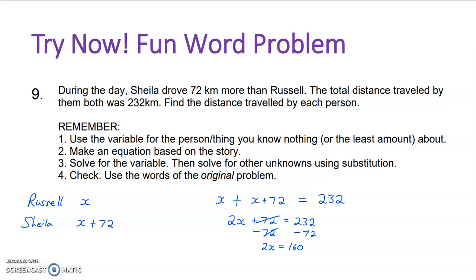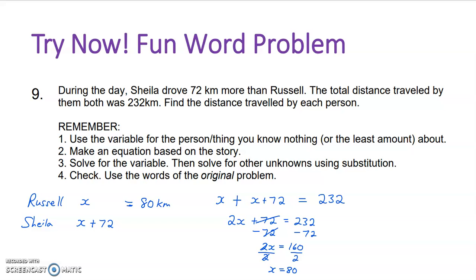Now, to isolate x, we're going to divide. We're multiplying 2 times x, so we're going to divide by 2. Canceling, and we divide by 2. X is equal to 80. But remember, this is a word problem. What is x? X means Russell. So Russell drove 80 kilometers.